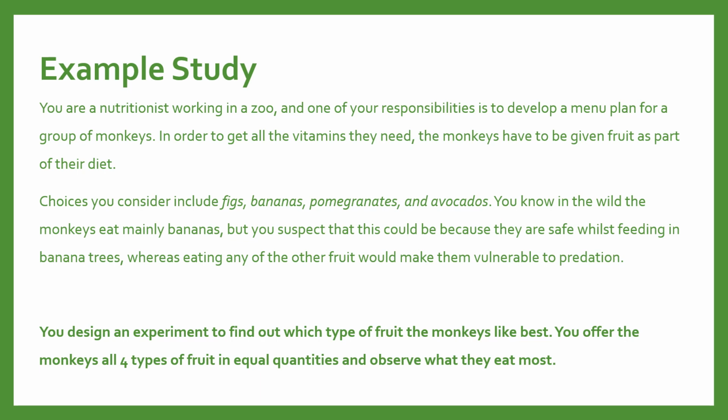Those would be like the different conditions. And you know in the wild that monkeys eat mainly bananas, but you suspect this could be because they're safe while they're feeding in banana trees, whereas eating any of the other fruit would make them vulnerable to predators. So you design an experiment to find out which type of fruit the monkeys like best. You offer the monkeys all 4 types of fruit in equal quantities and then observe what they eat most. So keep this in mind as we look at these examples of things that are and are not a hypothesis.